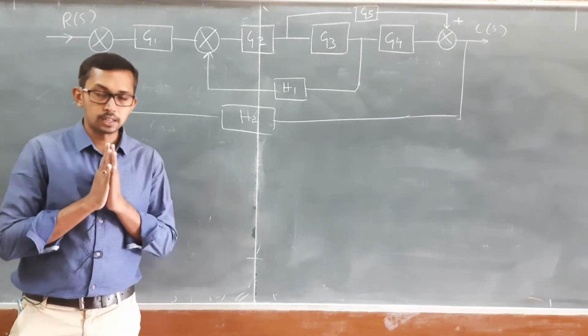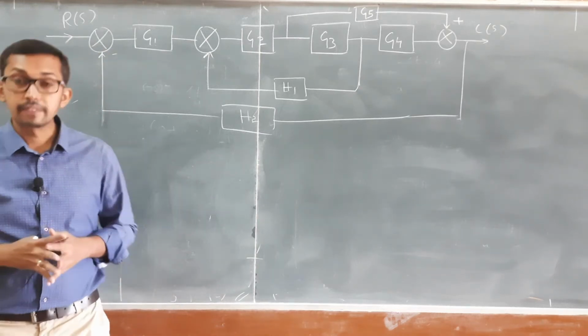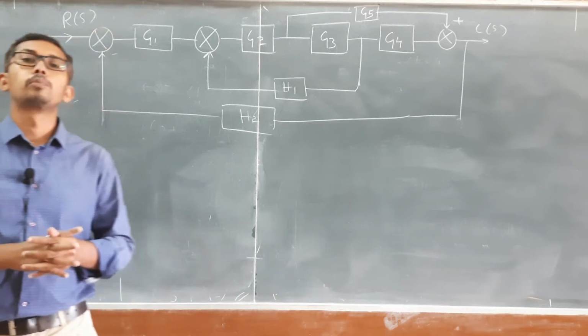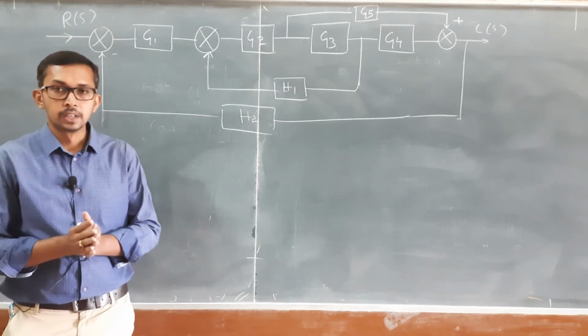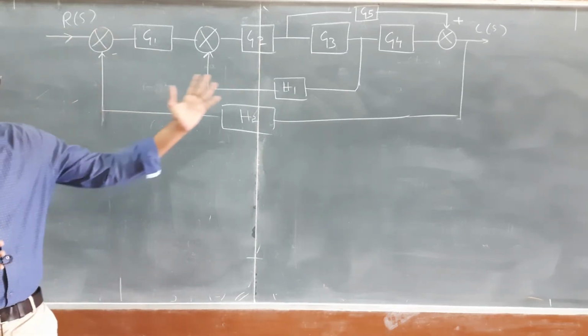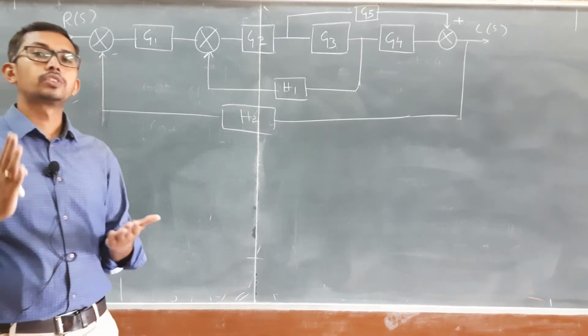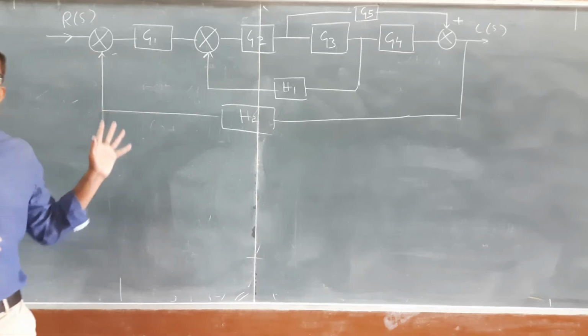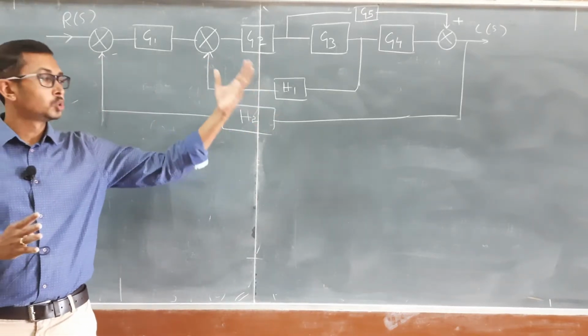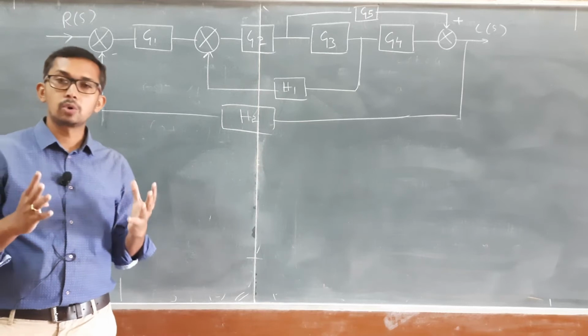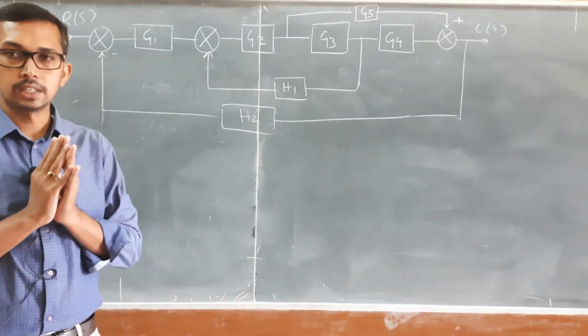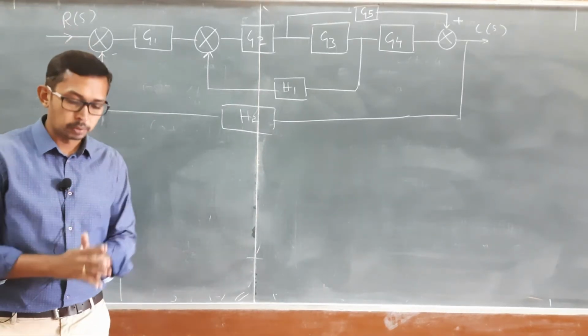Okay, Namaskara. So today we are going to start with another problem in the block diagram reduction technique. So the problem is given over here. Please take note of the problem. The objective of the problem is to reduce the given block diagram to its simplest form and find out the transfer function of the given system. Okay, so this is the problem.